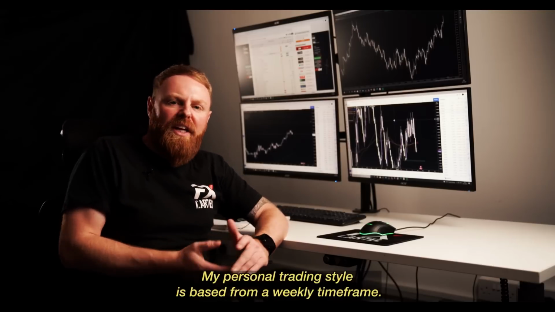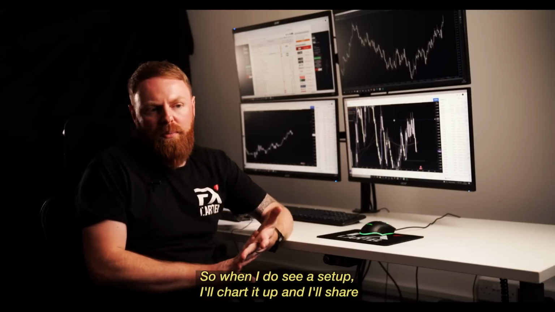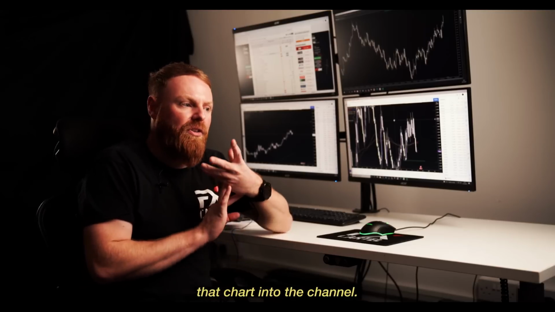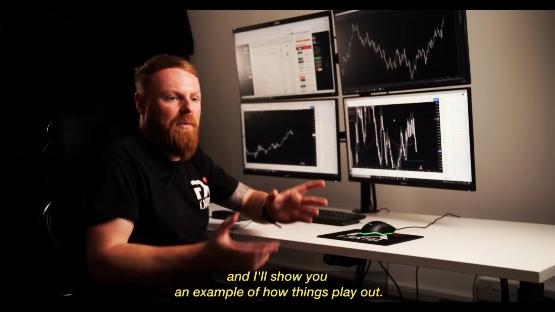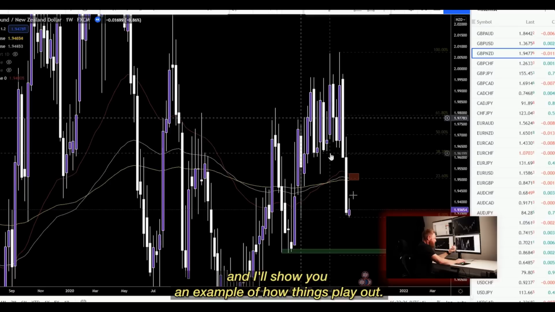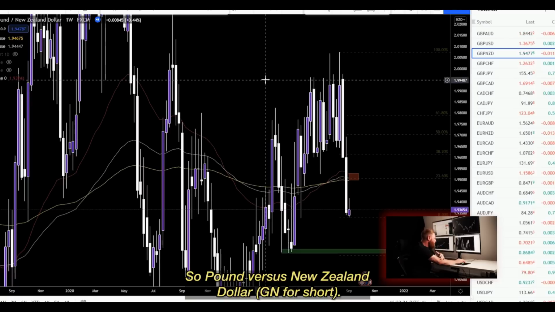My personal trading style is based from a weekly time frame, occasionally the daily. So when I do see a setup, I'll chart it up and then I'll share that chart into the channel. I'll also give my entry price and I'll show you an example of how things play out. So pound versus New Zealand dollar, or GN for short.